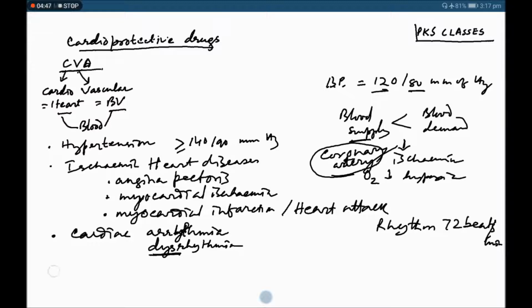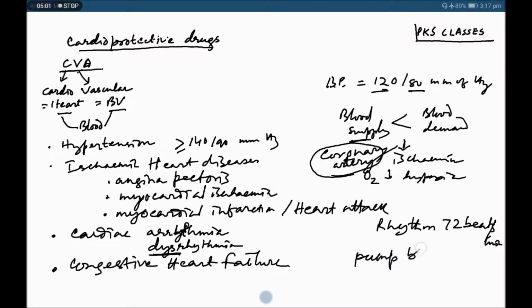Then we have congestive heart failure. The heart fails to do its work. The work of the heart is to pump blood to different parts of the body, and if it fails to pump, that means the heart muscles become weak and lose their ability to contract, then it leads to congestive heart failure.